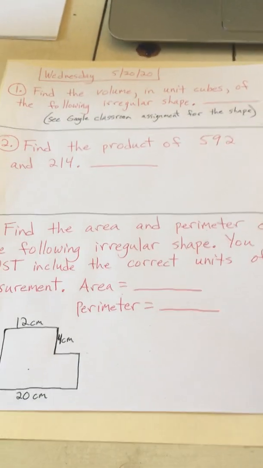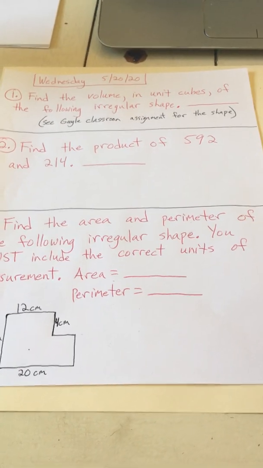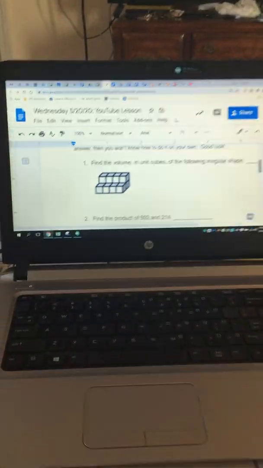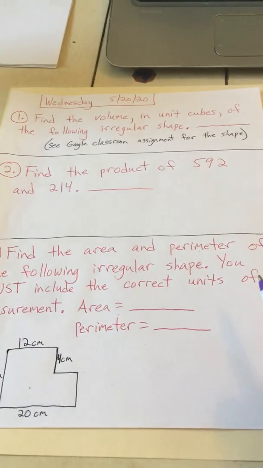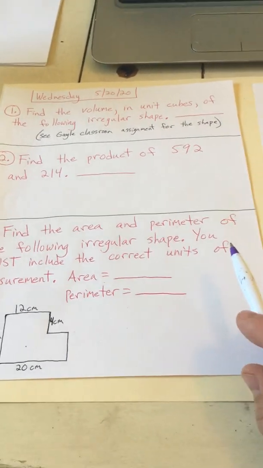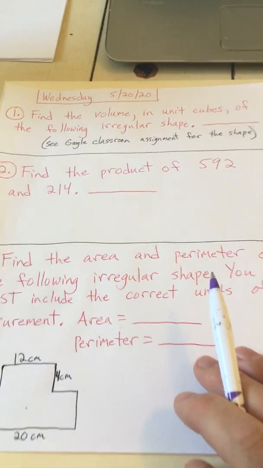Find your assignment in Google Classroom. Number one, I'm going to need to look at my computer screen, so I will help with that in a sec. Okay, let's get started with number one. Pause this if you need a minute to get yourself ready and get yourself some paper to show some work.